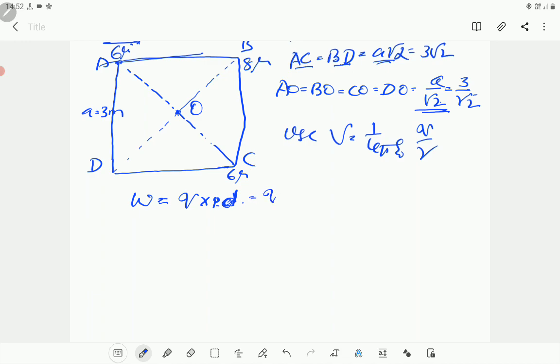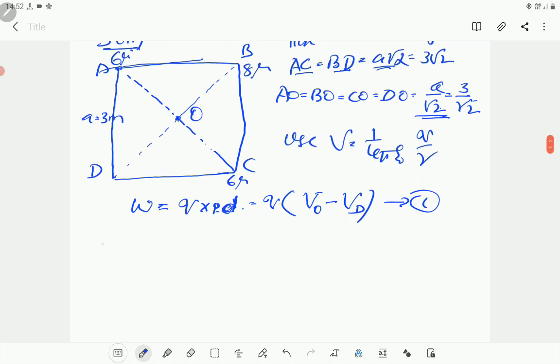Here, charge times, what is potential difference? Since you are moving from corner to the center, you have to find potential at center minus potential at the corner. Take it as equation number 1. You find potential at point O, which is the center of this square, and potential at corner D. This calculation is very simple. You have done it several times in your regular class.